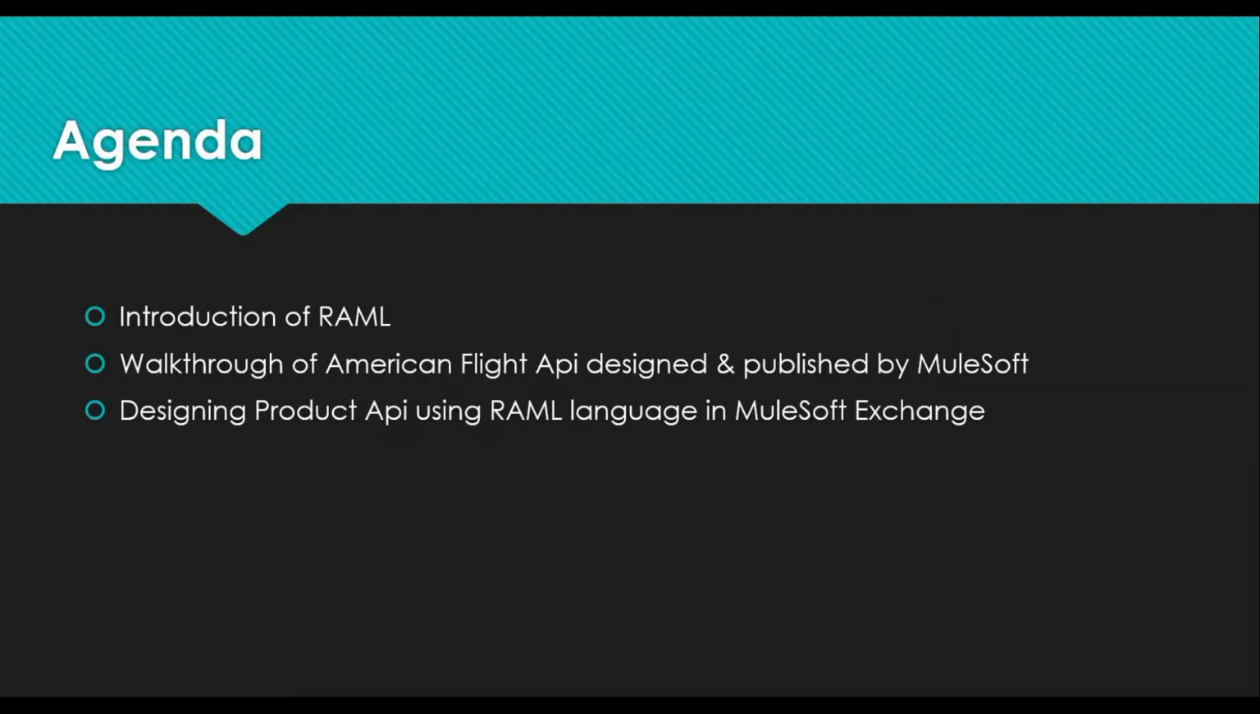Now coming to the agenda of this video, I'll primarily zero in on 3 points. First, to give you an introduction of RAML language, that is REST API modeling language. Then I'll walk you through an American Flight API designed and published by MuleSoft. And finally, we will design our own API specification in RAML for product API. So let's go and start.